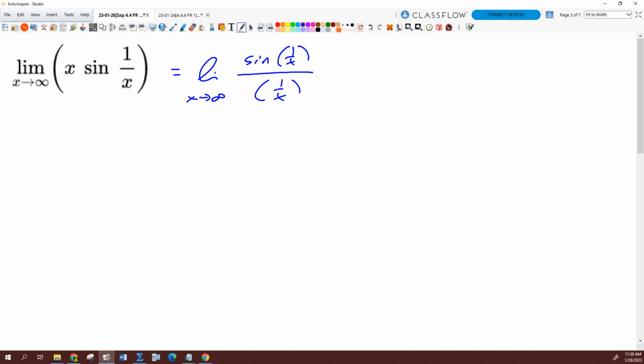So if we differentiate, what's the derivative of sine of 1 over x? Chain rule, right? There we go. Cosine 1 over x times the derivative of 1 over x, which we just did. That's just negative 1 over x squared, right? So I would get negative cosine over x squared.